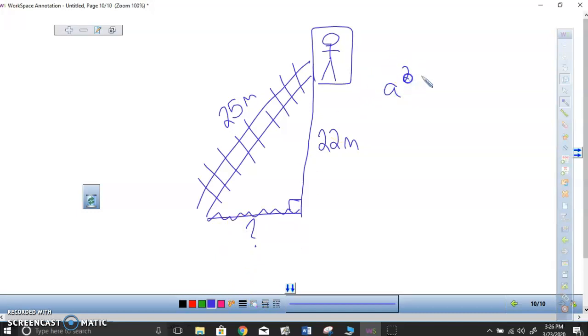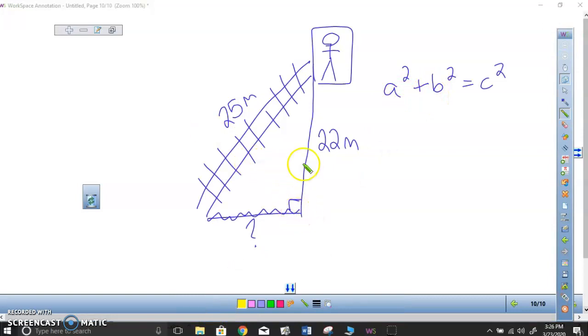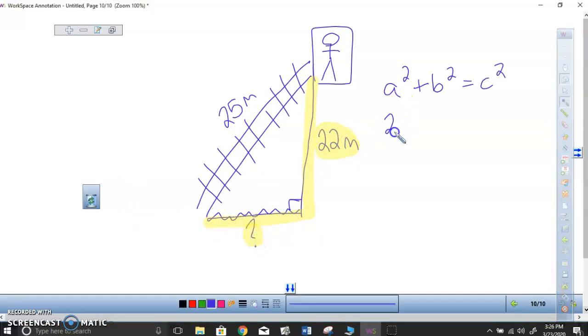The formula is a squared plus b squared equals c squared. So my a and b values, remember, those are my legs. So if you remember the other one, they form the right angle. Remember, they make that L. So one of them is 22 meters, but I do not know the other one. Okay, so one is 22 meters, and I do not know my missing leg. I do, this time, know my hypotenuse. Okay, it is 25. If you look, here's my hypotenuse. It's across from the right angle, so it is 25.